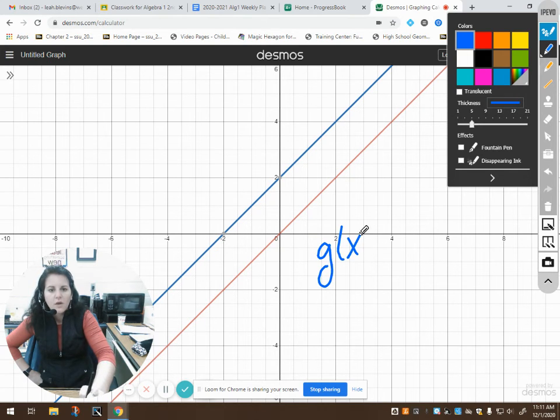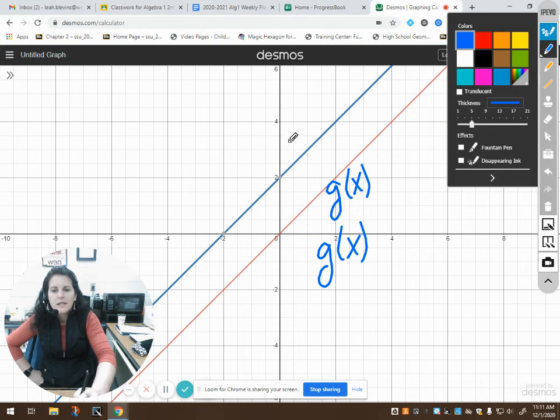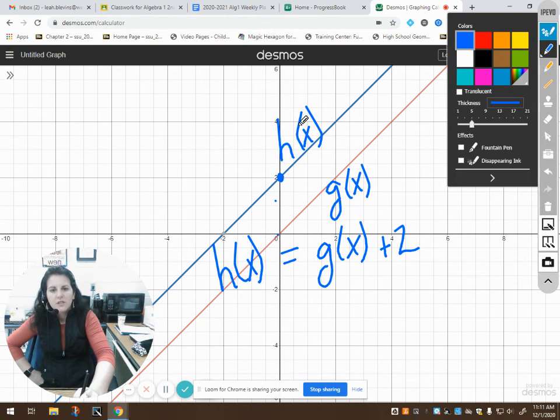Maybe we don't even know what the slope is or anything else, but we do know that they took the function. Let's say this red line is g of x, and the blue line is h of x. So whatever g of x is, we don't have to know the equation, but we can see that they did plus 2 to get to this point. So g of x plus 2 equals the function h of x. Again, we can get the blue line by taking whatever the equation is for the red line, and adding 2 to it, and that's going to shift it up.